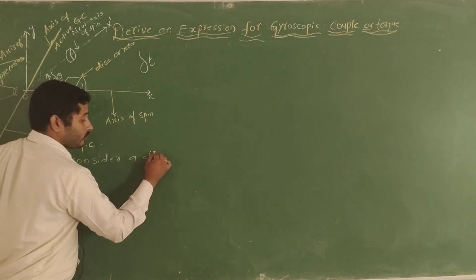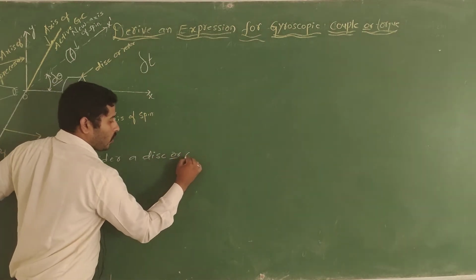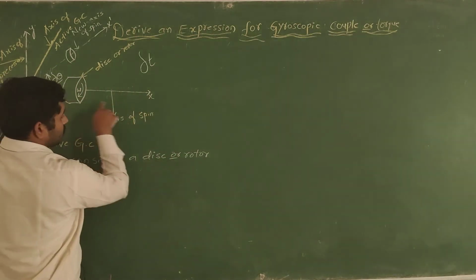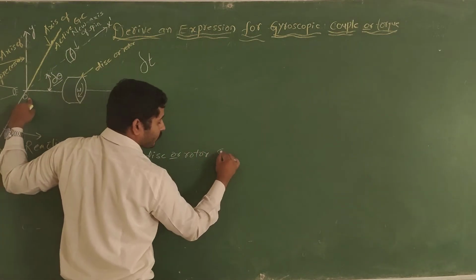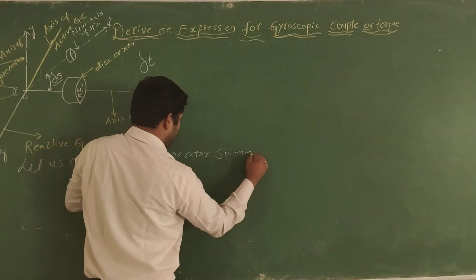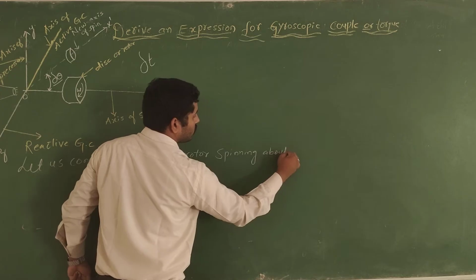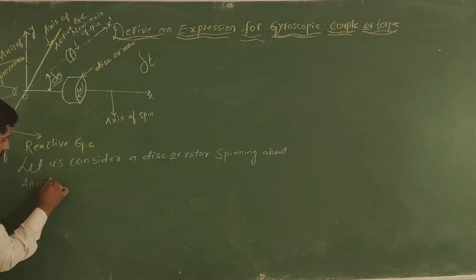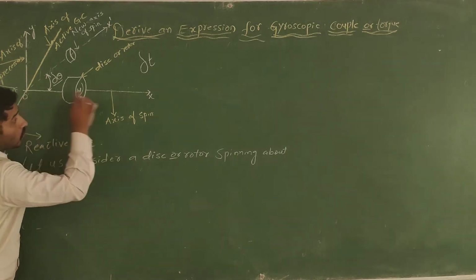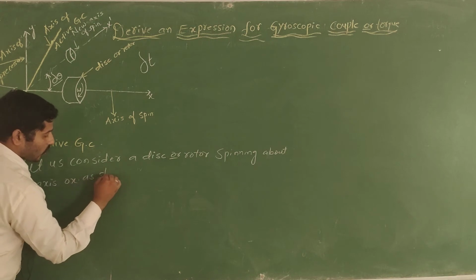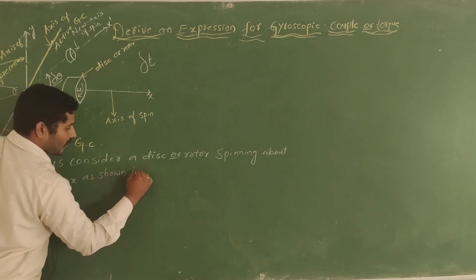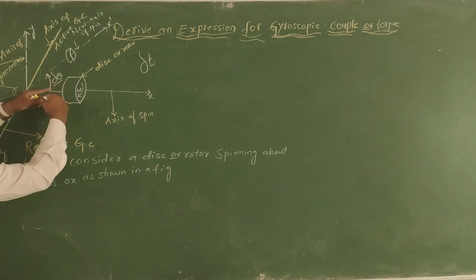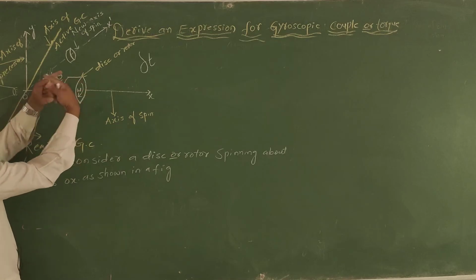So let us consider a disc or rotor spinning about an axis OX, as shown in the figure. The rotor or disc is rotating with an angular velocity.